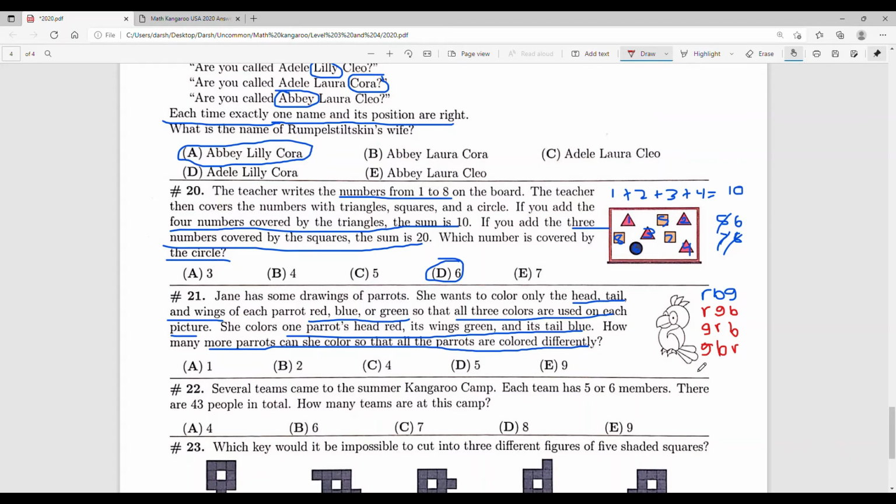So now we can have blue as the head. Blue, green, red. And once again we can rotate the last 2, so we get blue, red, green. And since there's no more possibilities for what can be in the first one, we now count the number of red ones, because those are how many more she can do. So we have 1, 2, 3, 4, 5. So the answer for number 21 is D.